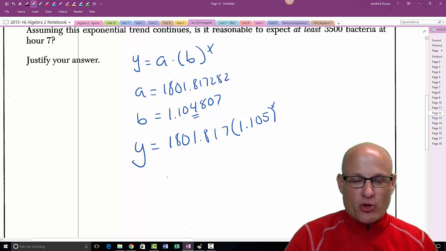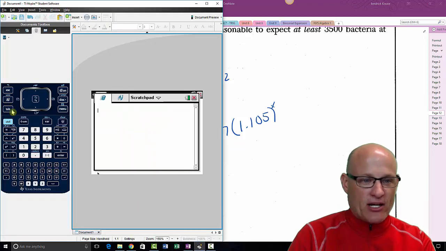So now what I need to do is put in a 7 in my calculator. So I need to type that in. So I need to go to my calculator.